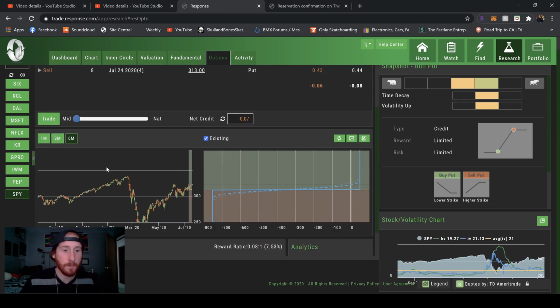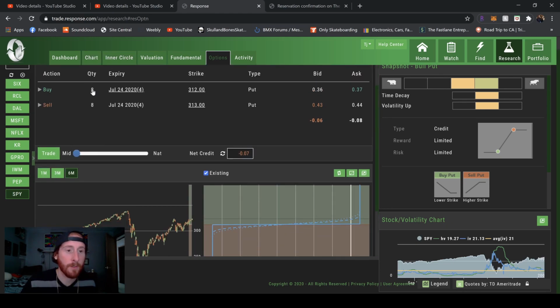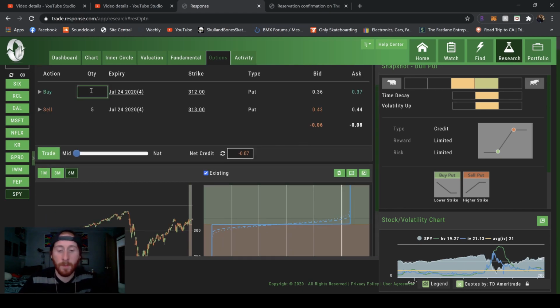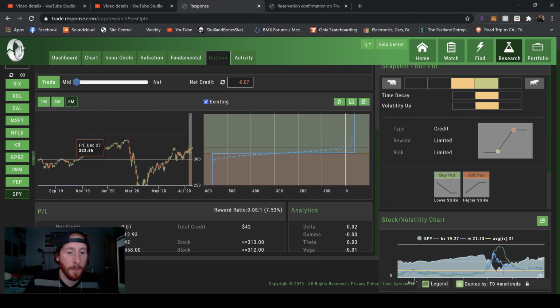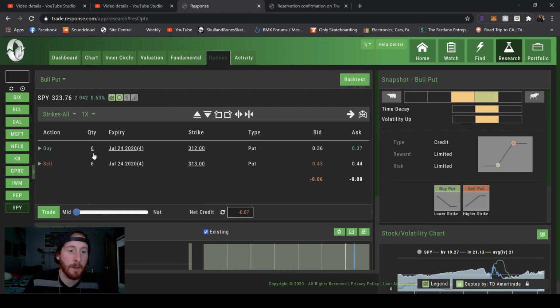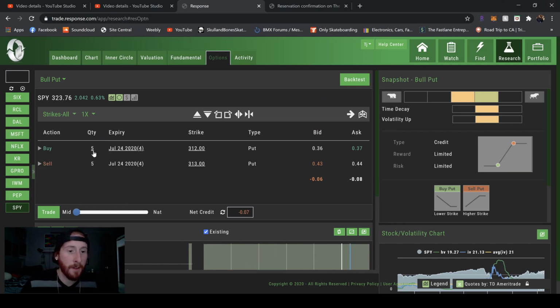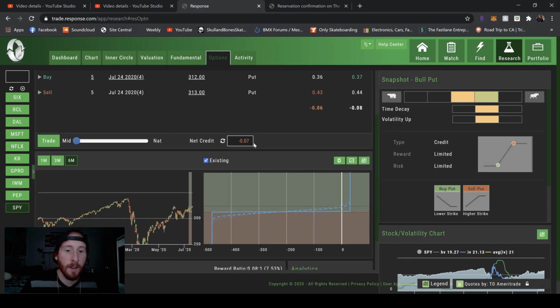Until then, let's see at 8, oh, that's too much. 5, 465, let's see if we can get away with 6 looking like. 558, that's a little bit high. We'll go with 5 contracts for this trade. Buy 5 contracts, sell 5 contracts.